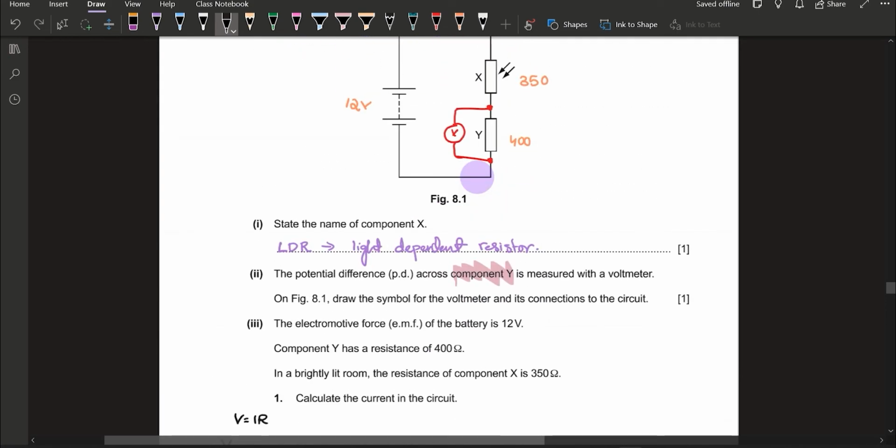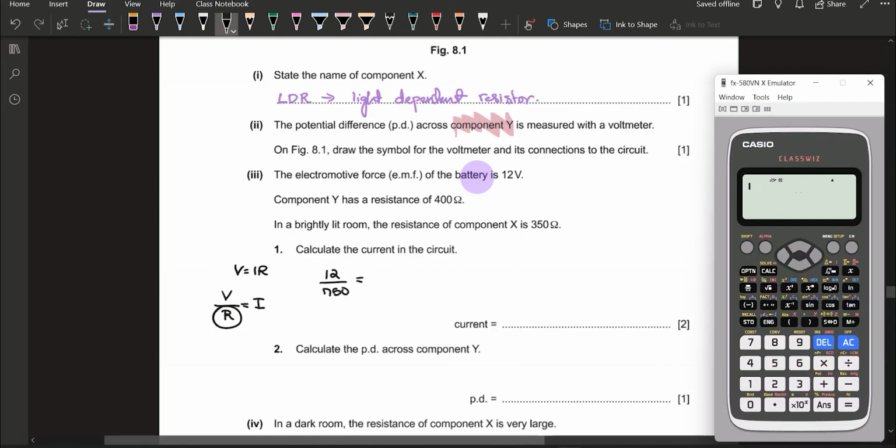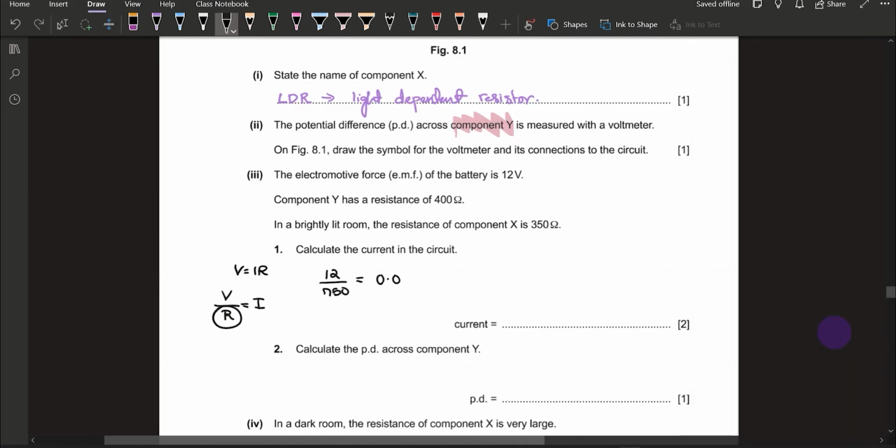And as we know, resistance in series is just going to add up. So it's going to be 400 plus 350, which is going to be 750. So 12 divided by 750 is going to give us our answer as 0.016, and this is going to be amperes.